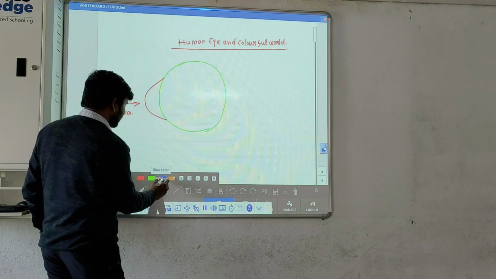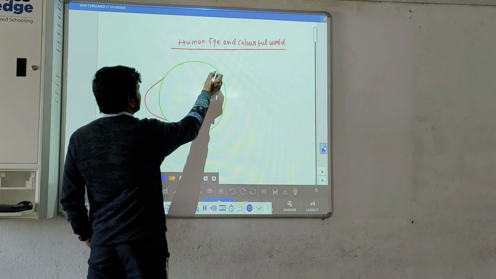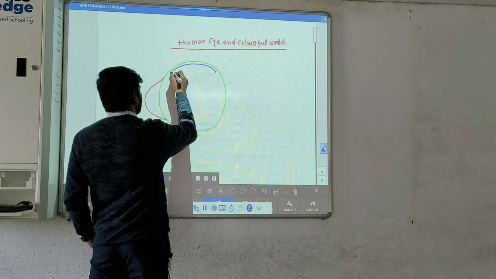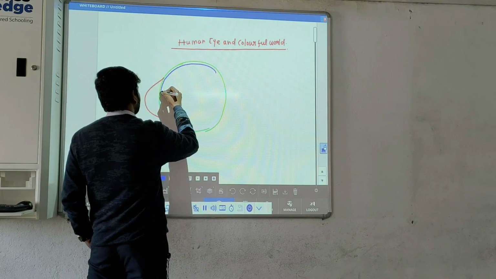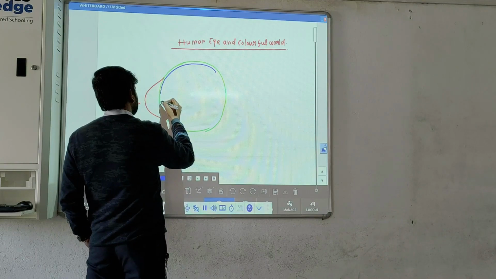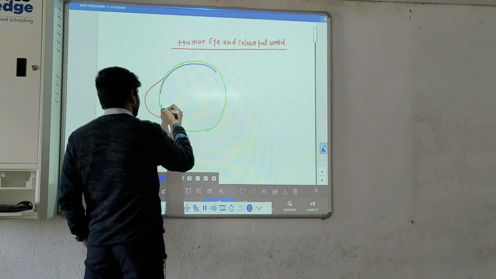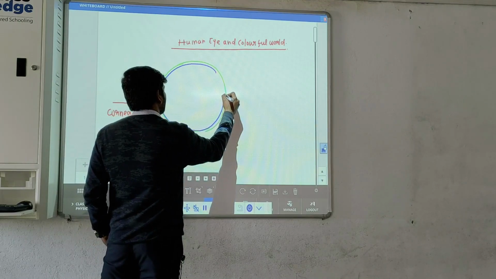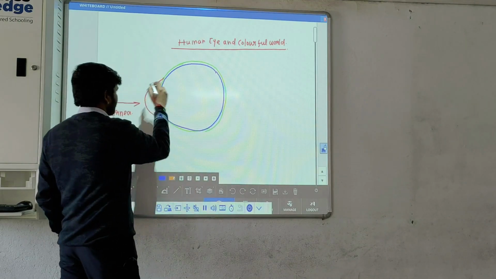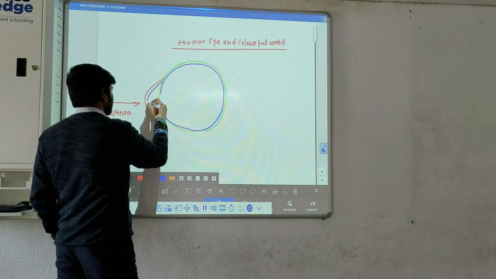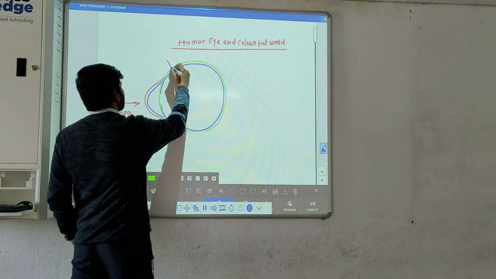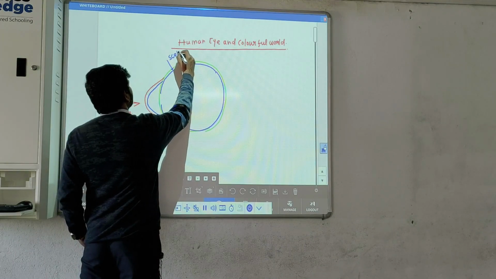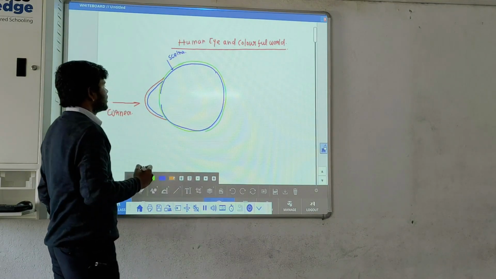We have one layer surrounding this human eye, that is a membrane layer. This layer is known as sclera. It is covering the human eye. This cover is known as sclera. The outer layer of the human eye, it is a membrane, that is known as sclera.